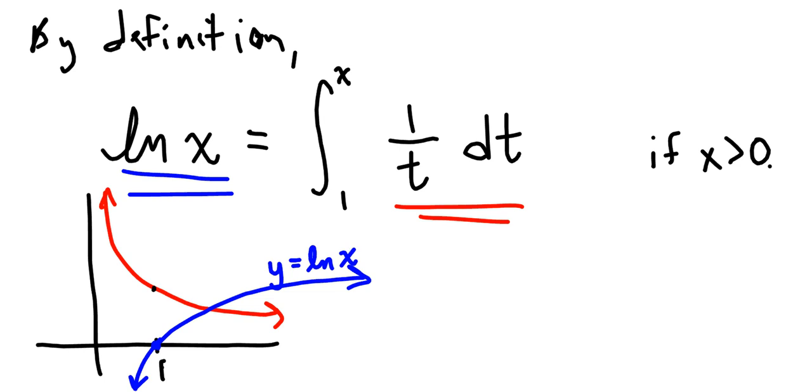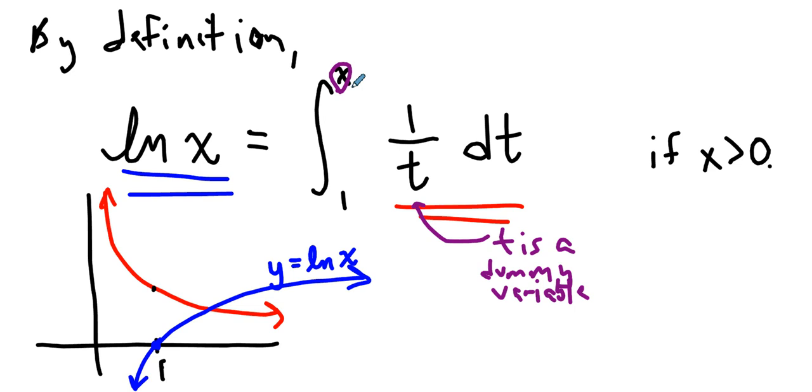A couple of notes here. One is that t is a dummy variable. It can be any variable in the world except for x. Why? Because x is this thing. That's what changes when this changes. So we don't use that same variable here because this is some function that's graphed on the page, and this is the argument of the natural log function.